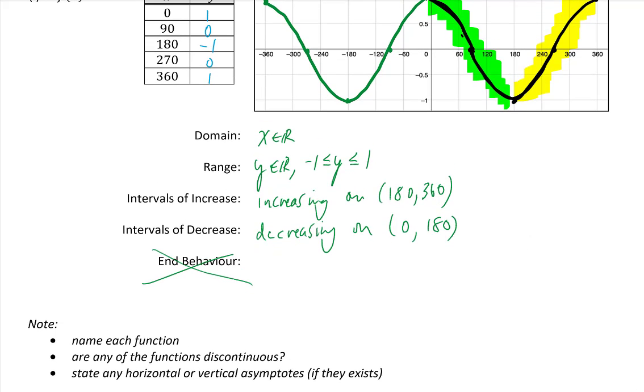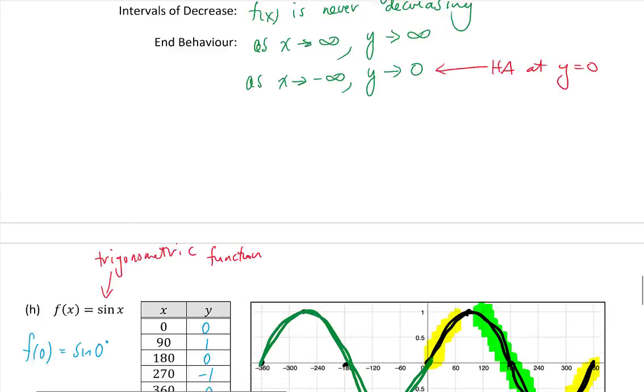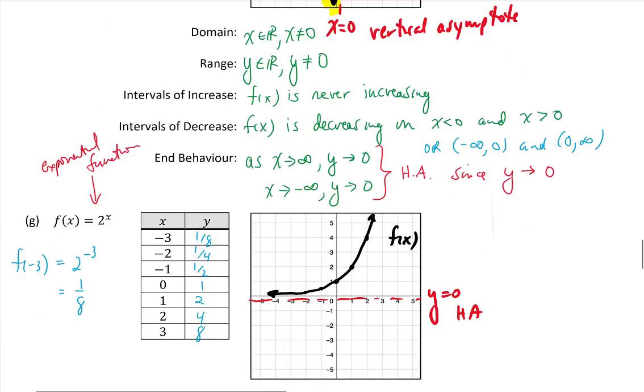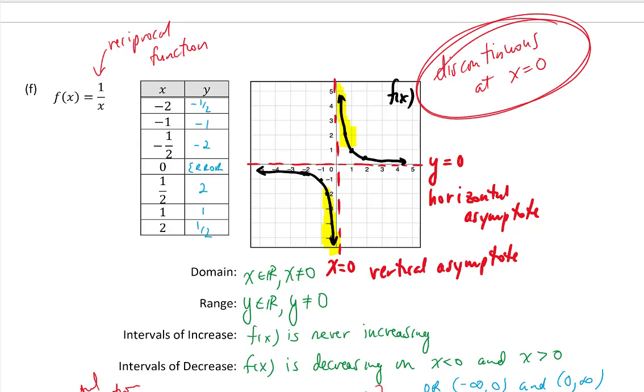So as a note there, we've already named each function. We've already stated horizontal, vertical asymptotes if they exist. Are any of the functions discontinuous? Well, there's technically only one that is discontinuous. This one right here is discontinuous at x equals 0. However, it is continuous everywhere else.